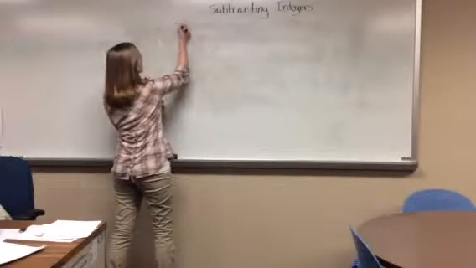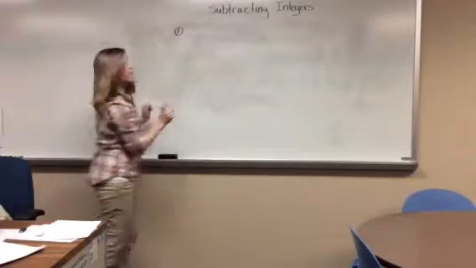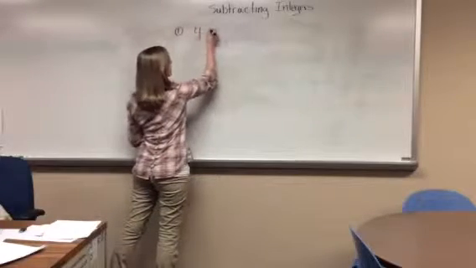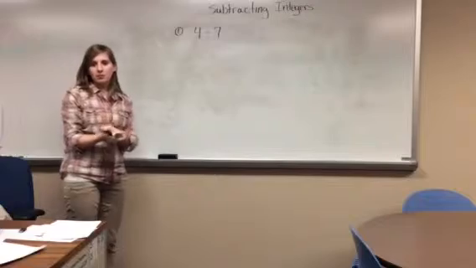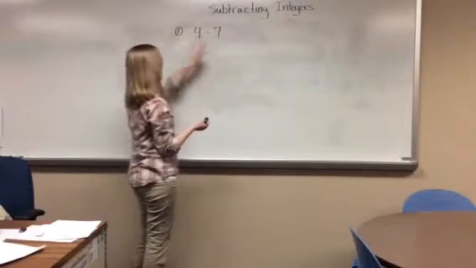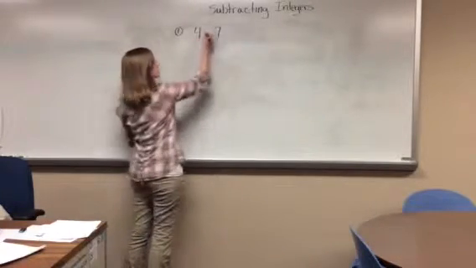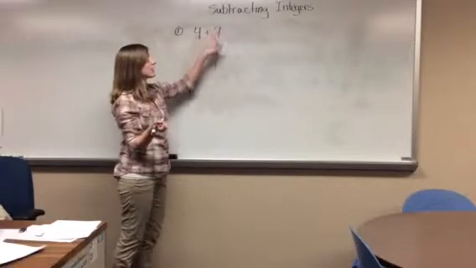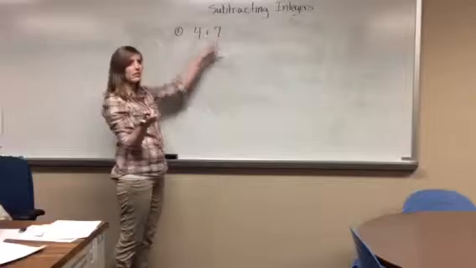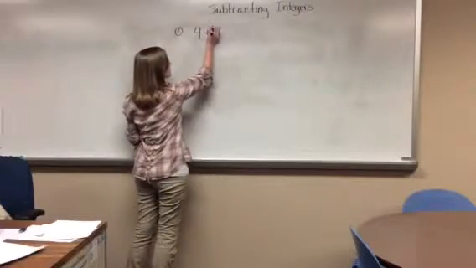Number 1, we have 4 minus 7. I'm going to follow my rules. Rule number 1 tells me to change the subtraction sign to addition. Rule number 2 tells me to change the sign of the second number. This is a positive 7 right now, so I'm going to make it a negative 7.